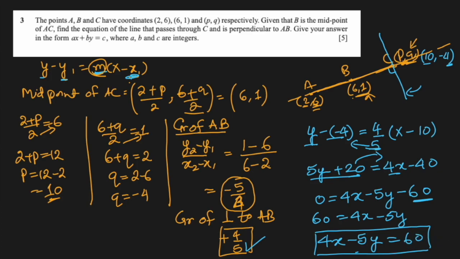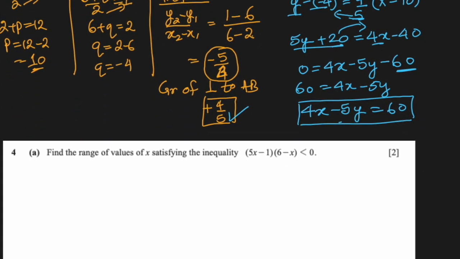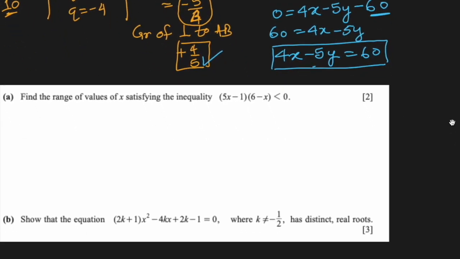We got what they wanted, the equation of the line. Okay, find the range of the values of x satisfying this inequality. In such, this is a quadratic, right? There are two factors which are less than 0. Always do this.